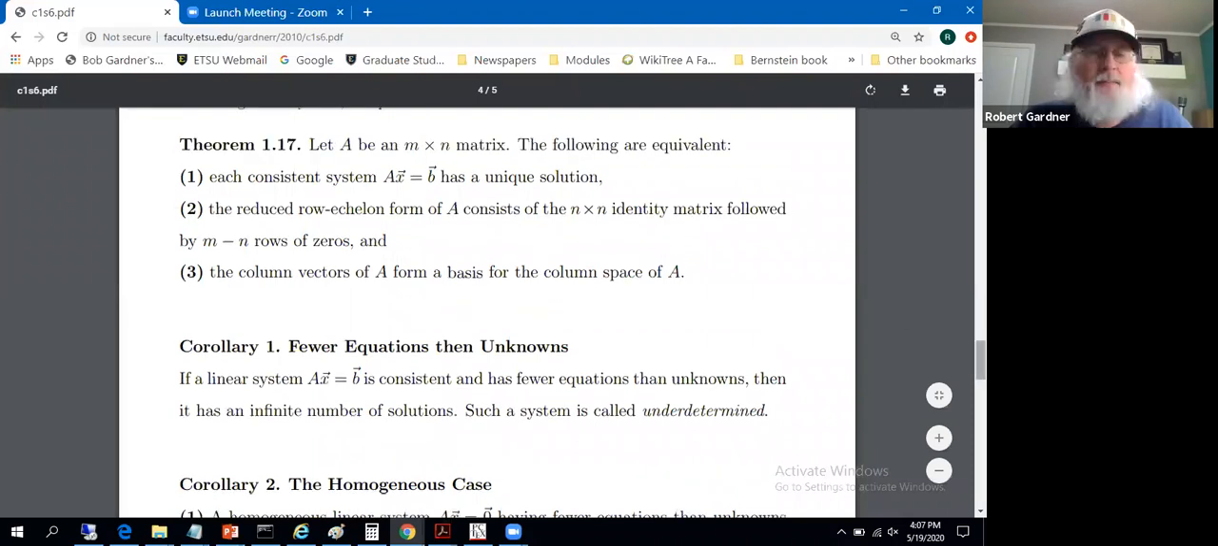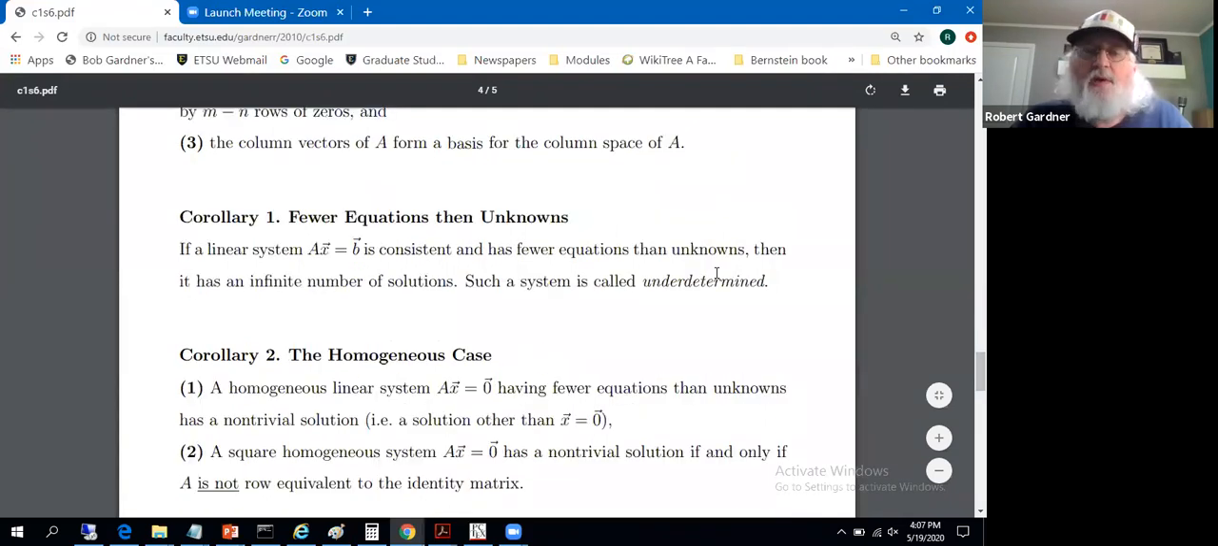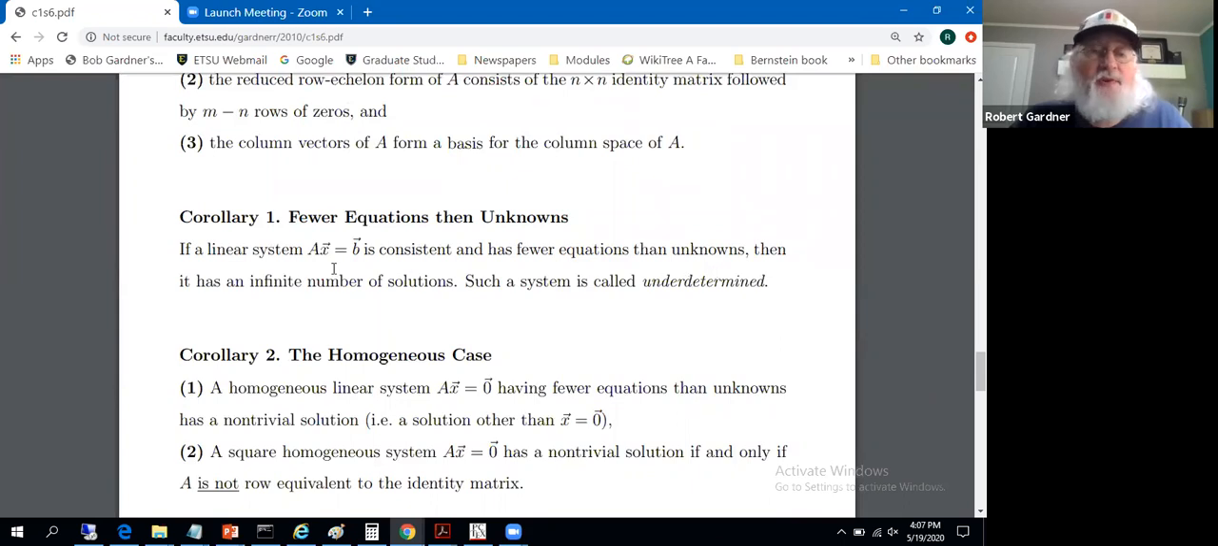How about better yet, think about it. Fewer equations than unknowns. All right. You're given that it's consistent, so the system has a solution. Question becomes, does it have a unique solution or more than one solution? Claim here is it has infinitely many solutions. Well, why is that? Fewer equations than unknowns. Create the augmented matrix. What happens when you start row reducing? You're going to get a pivot in every column. You get a pivot in every column, you got a unique solution.